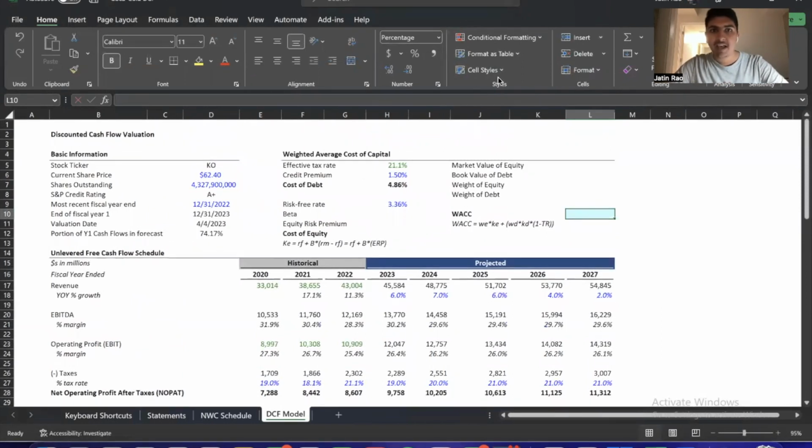I'm going to take a little break, and I'm going to be back with the cost of equity. Great.